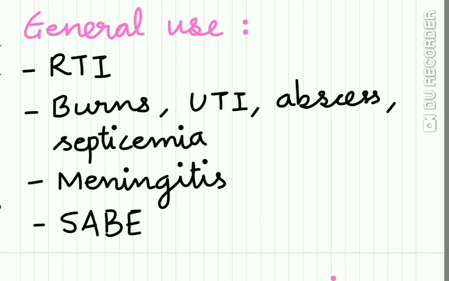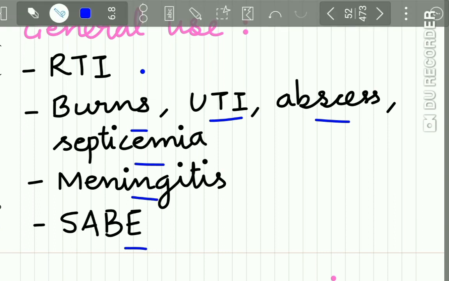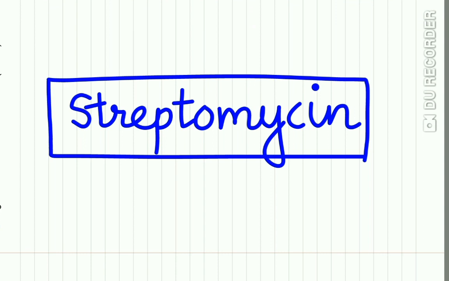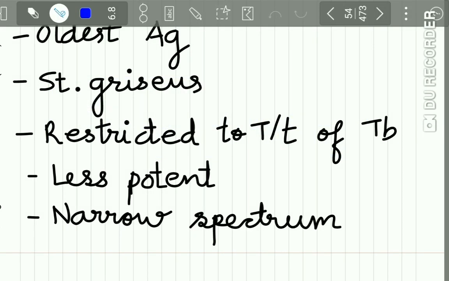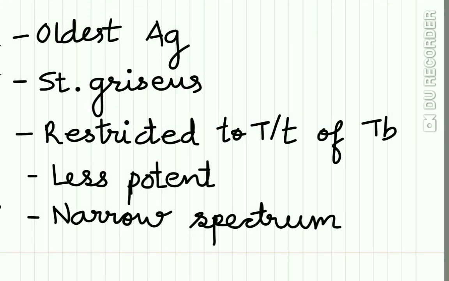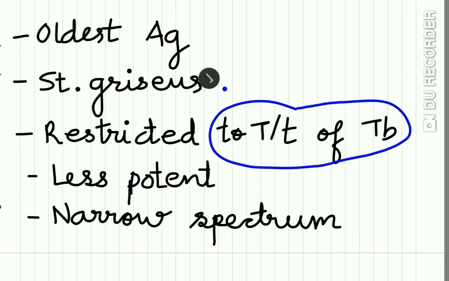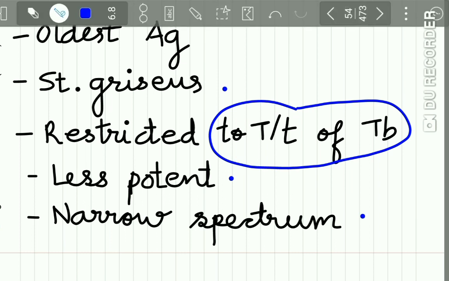The general medical use of aminoglycosides includes respiratory tract infection in critically ill patients, burns, UTI, abscess, septicemia, meningitis, and subacute bacterial endocarditis. Now the streptomycin, it is the oldest aminoglycoside, obtained from Streptomyces griseus. It is restricted to the treatment of tuberculosis. It is less potent and has a narrow spectrum of activity.